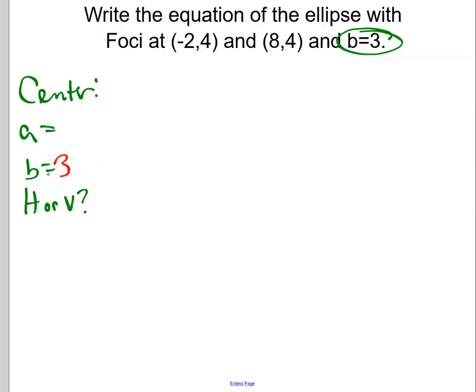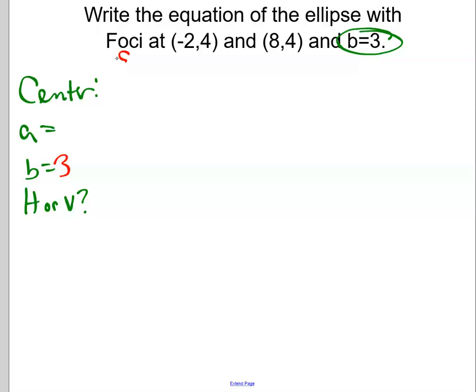Alright, so we'll write the equation of an ellipse with foci at -2, 4 and 8, 4. So the only other information they give us is B, and they tell us B equals 3. So there has to be a lot of information that we can get from the foci. One thing to keep in mind about the foci is that they can always help you find your C value. Okay, but in order to do that, you have to know what the center is, because the foci are C units from the center. But right now I don't know my center.